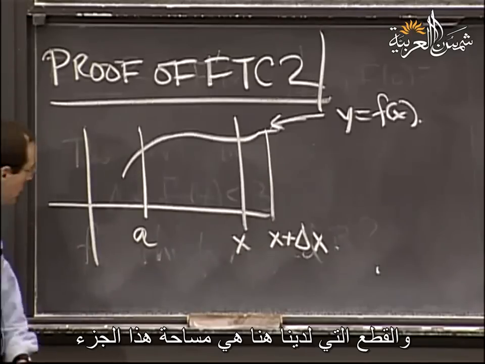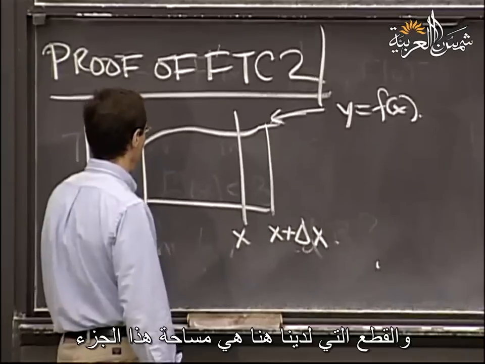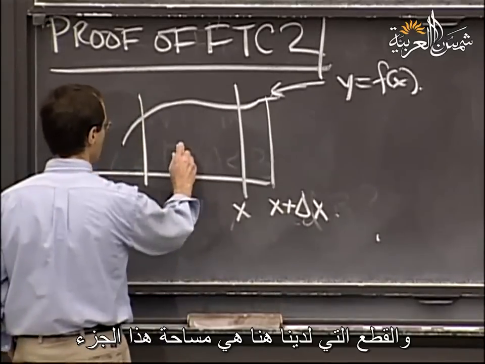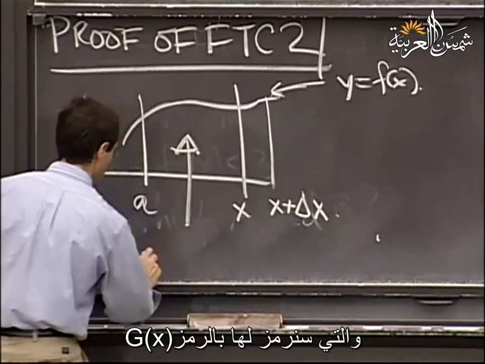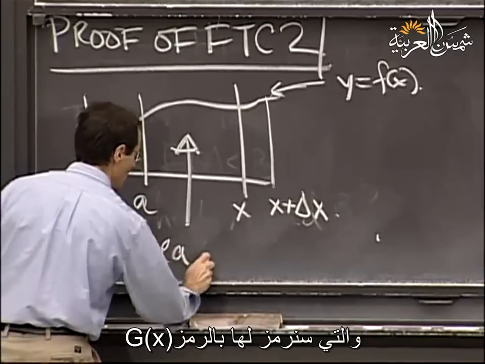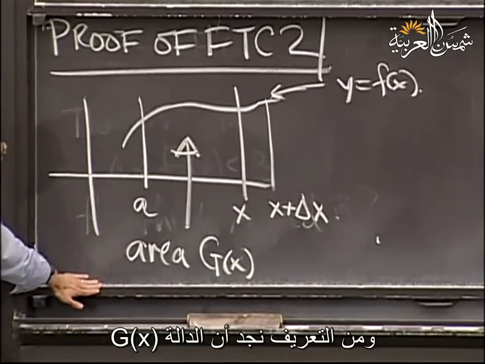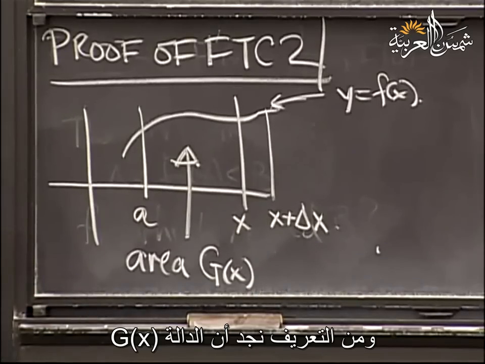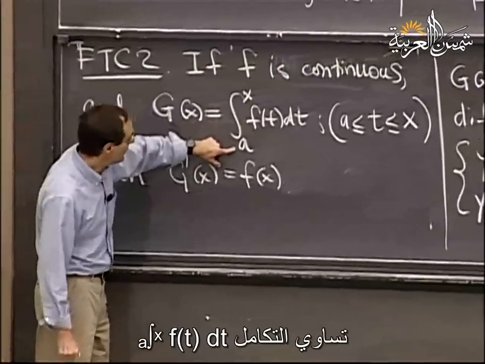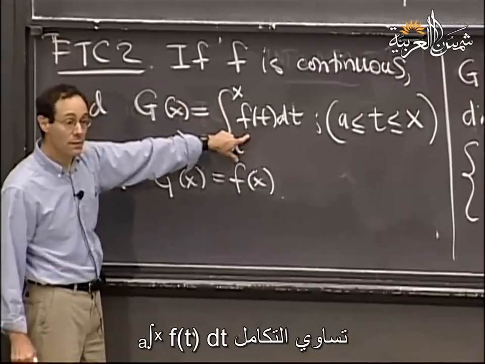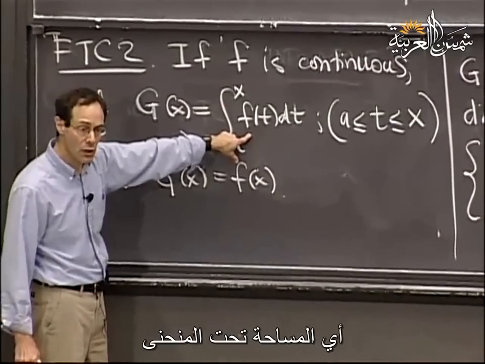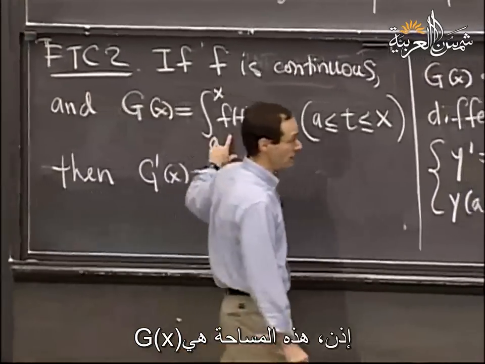And now the pieces that I've got are the area of this part. So this has area which has a name. It's called g of x. By definition, g of x, which is sitting right over here in the fundamental theorem, is the integral from a to x of this function. So it's the area under the curve. So that area is g of x.